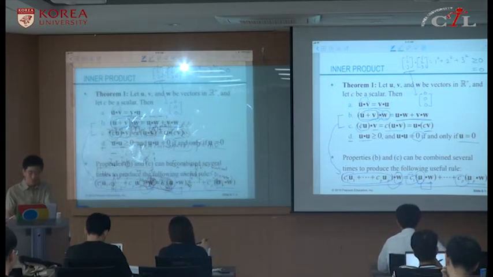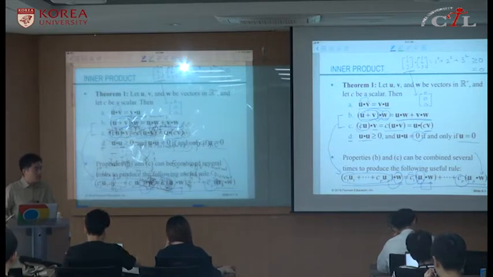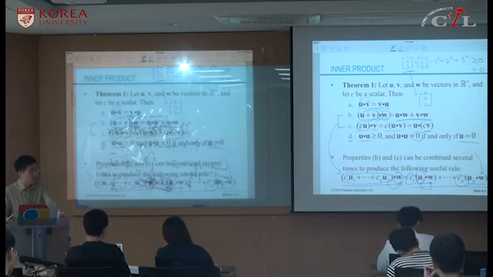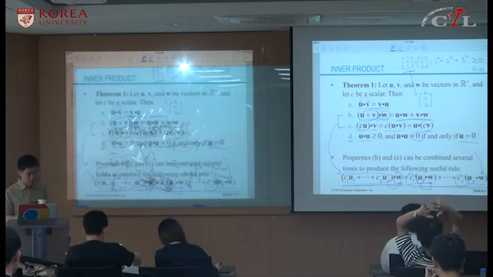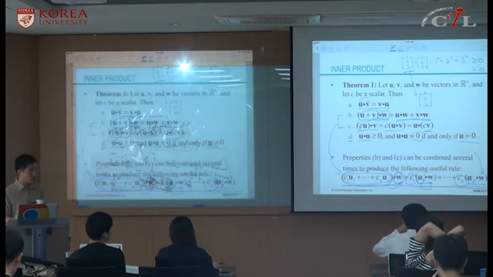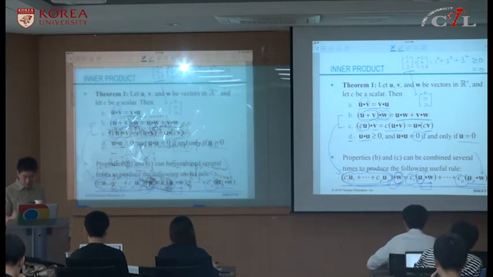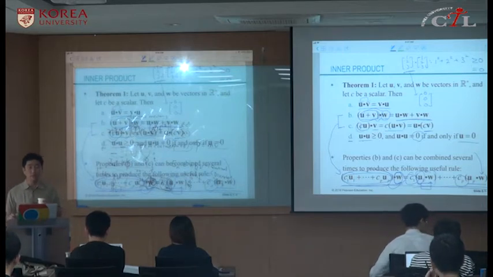So the dot product can be viewed as a kind of linear transformation that satisfies this relationship: we first do the linear combination and then do this operation, and that is the same as doing the inner product first and then the linear combination after that.